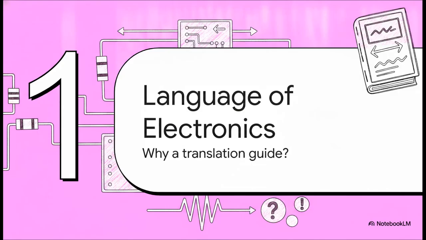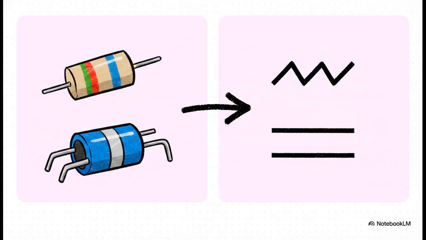Section 1. The language of electronics. First things first, why do we even need a translation guide for this stuff to begin with? Just look at the stark contrast here between physical reality and schematics. In the real physical world, electronic components are, well, they're clunky. They come in wildly different sizes, they're wrapped in plastics and ceramics, covered in colored bands and manufacturer logos.